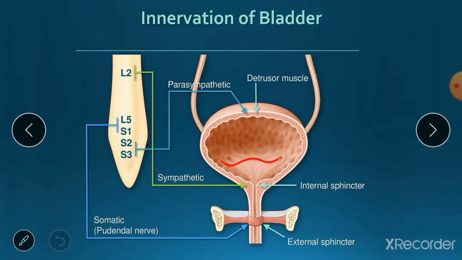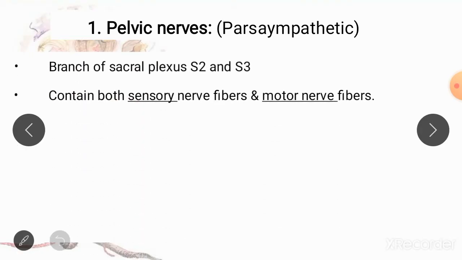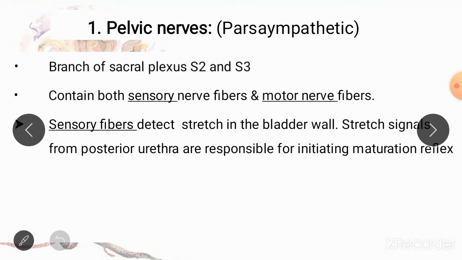So when your bladder is filling with urine, there are stretch receptors present in the walls of the bladder, and they detect stretch, and this sensation of stretch is carried to the spinal cord by your pelvic nerve, which is S2 S3. So this pelvic nerve, which is parasympathetic in nature, is not only motor, causing contraction of the bladder, but it is also sensory, and carries stretch sensations from your bladder to the spinal cord. Then these sensory fibers which detect the stretch in the bladder wall carry the signals of stretch from the bladder wall and from the posterior urethra to your micturition center, which is present in the spinal cord, and they play a very important role in the micturition reflex.